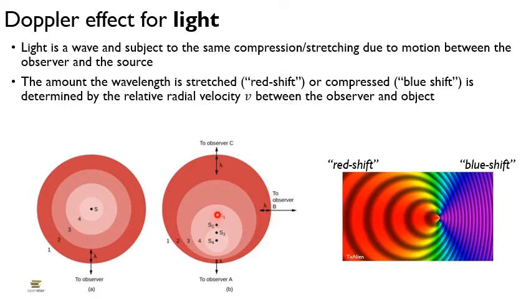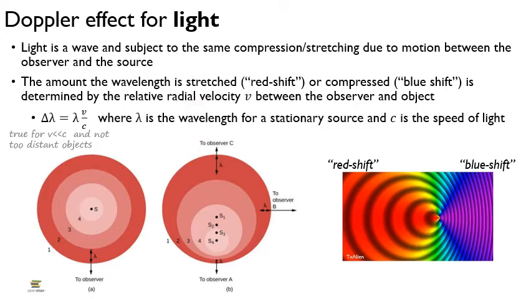So if an object, for instance, let's say the source, is moving kind of diagonally, kind of towards A but not completely, we only care about the component of velocity towards direction A for this calculation. And so the shift in wavelength, delta lambda, the difference between your initial and final wavelength, is equal to the original wavelength times the radial velocity of the object, divided by the speed of light.